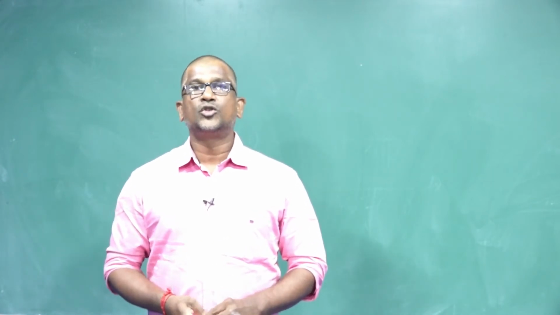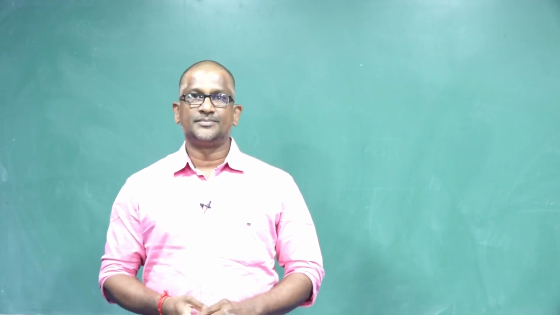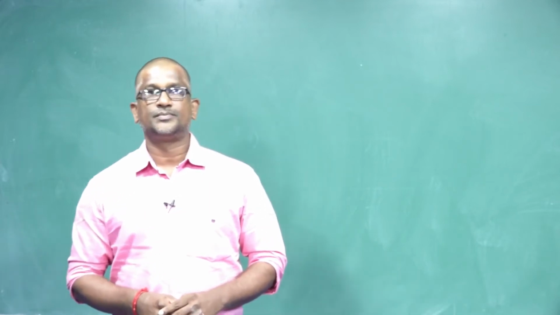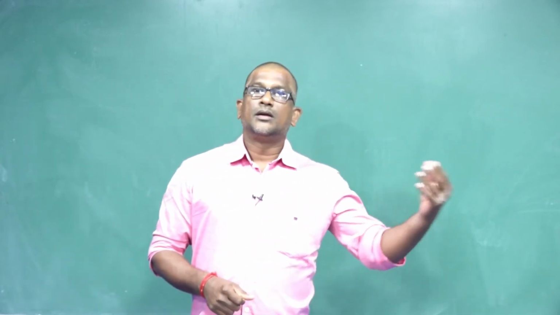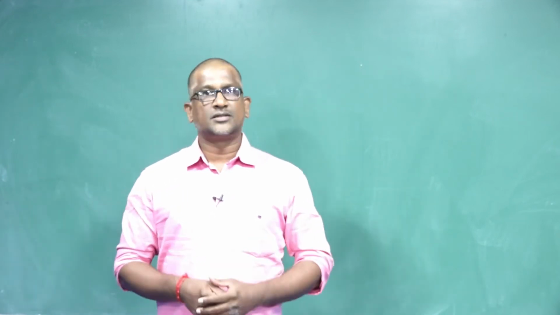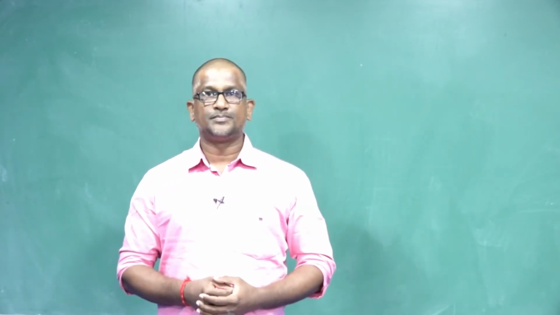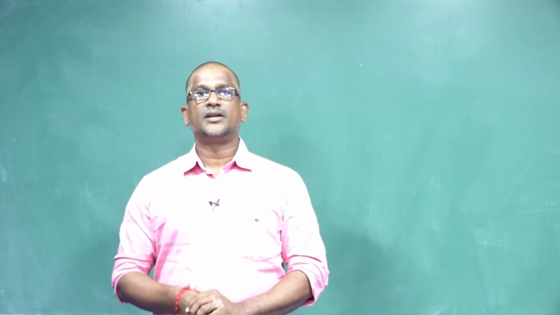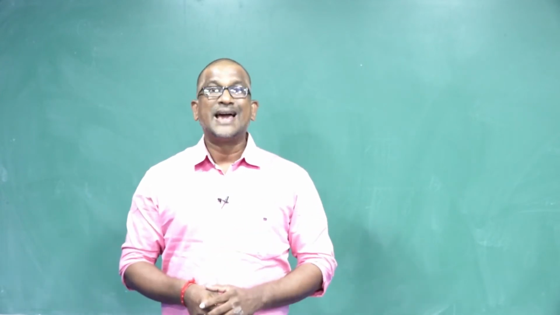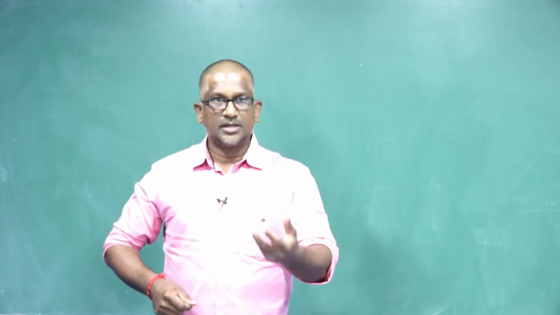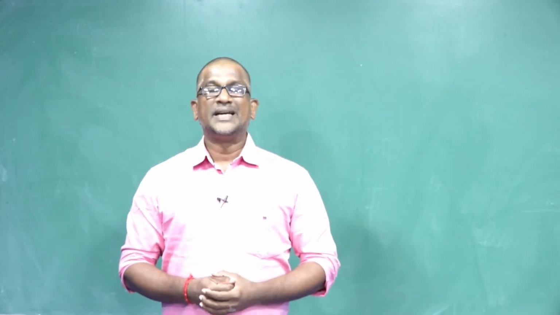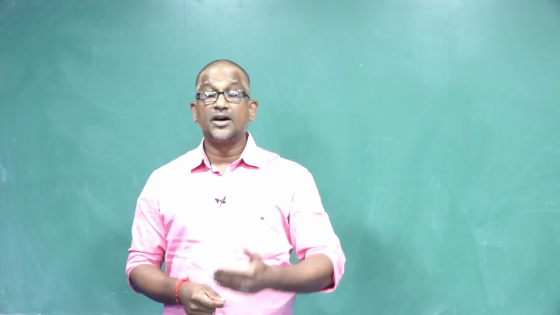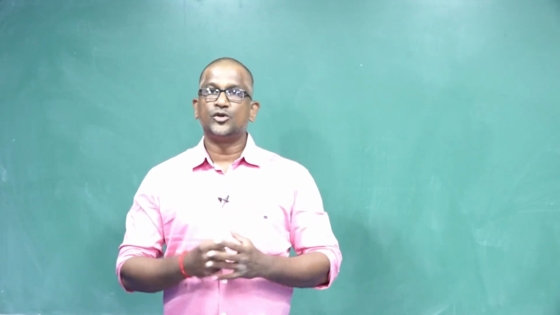Today I am going to discuss the AC generator from the chapter electromagnetic induction and alternating current. We know that there are three methods of producing induced EMF, already taught in the previous classes: by changing the magnetic field, by changing the area enclosed by the coil, and by changing the orientation of the coil with respect to the magnetic field.